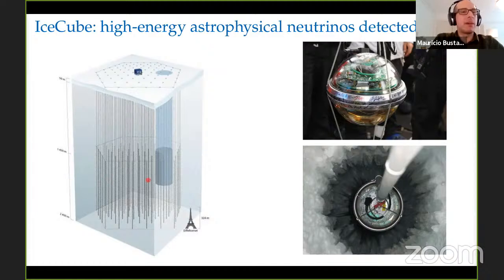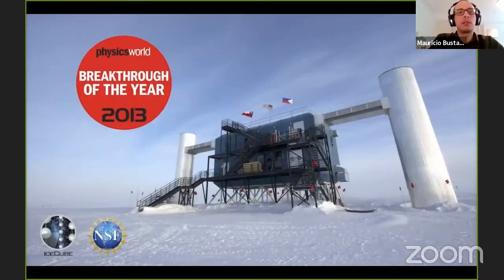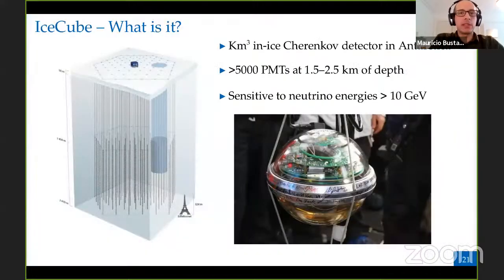The strings are separated by about 100 meters, and there are about 5,000 of these photomultipliers in total buried in the ice. And it's been running for more than a decade at this point. There's a counting house with all the computers at the top. It looks kind of like this. So just to tell you a bit more, it's sensitive to neutrino energies above 10 GeV, but really what we're interested in is neutrinos of TeV energies and above. Below that they are atmospheric, whereas TeV and above are starting to be astrophysical mainly.